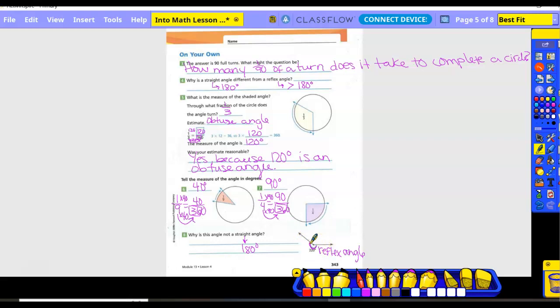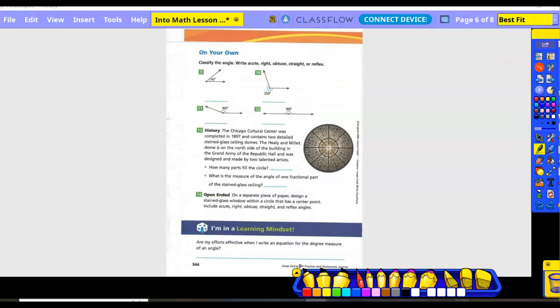All right? Okay, on your own, have to find an angle. So an acute angle is what? Less than 90 degrees. Right is 90 degrees, right? Okay, so 90 degrees. And obtuse is what? Greater than 90 degrees. A straight angle is what? 180 degrees. And then the reflex angle is greater than 180 degrees, right?